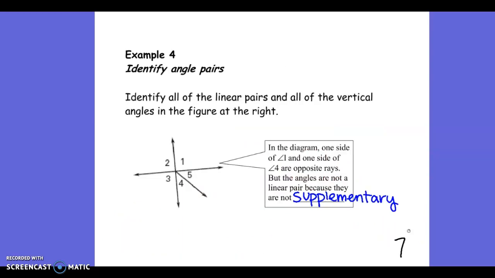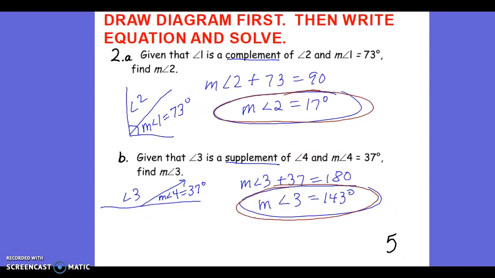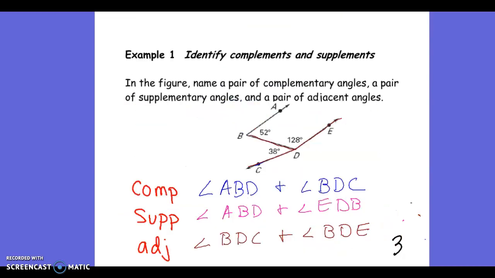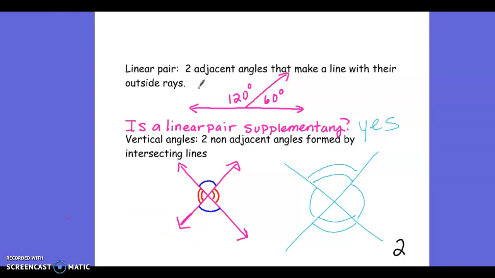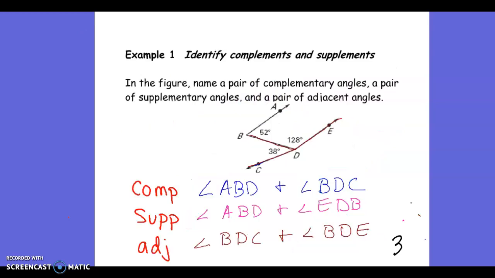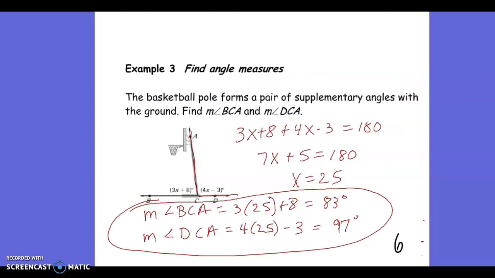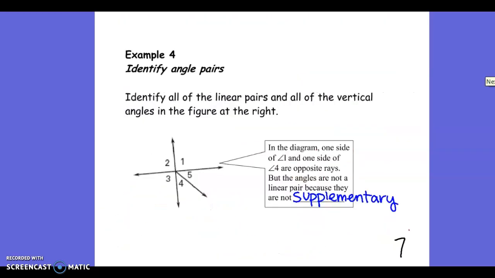So I'm going to teach you now about linear pairs. We're going to identify linear pairs. Now, a linear pair, if you look back, and I'm just going to flip back to show you where we learned about that in the diagram. A linear pair is two adjacent angles that make a line with outside rays. So they have to be right next to each other, right? Adjacent.